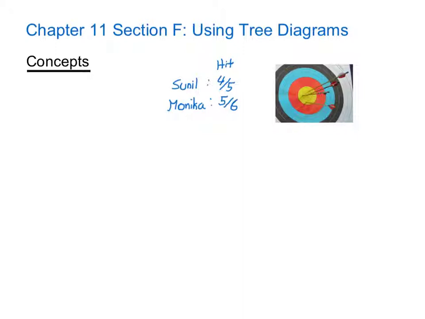In this example, Sunil and Monica were both archers, and Sunil hits the target 4 out of 5 times, and Monica hits the target 5 out of 6 times. We can represent this situation on a tree diagram. Our first column will be Sunil's results, and she has two options. She can either hit the target or miss the target.